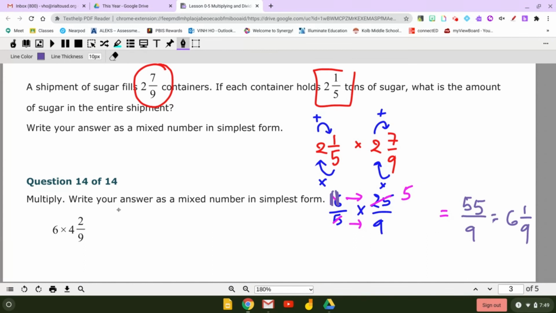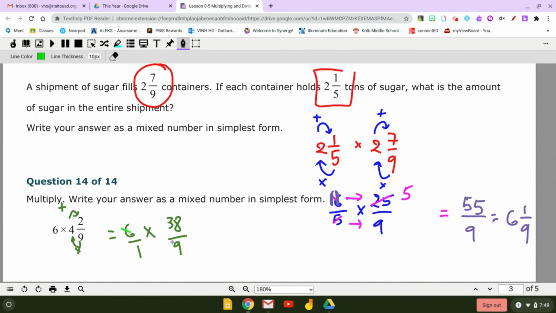All right, that's it. Number 14. We have 6 times 4 and 2/9. So write them in improper fraction. This is multiply. So that will give you 6 times 9 times 4 is 36 plus 2 is 38 over 9. And this is 6 over 1. We can go ahead and reduce them.